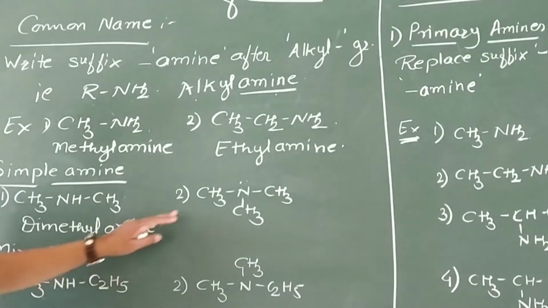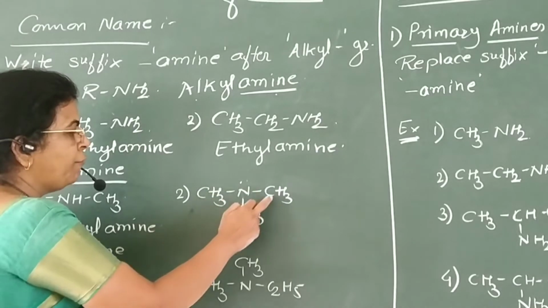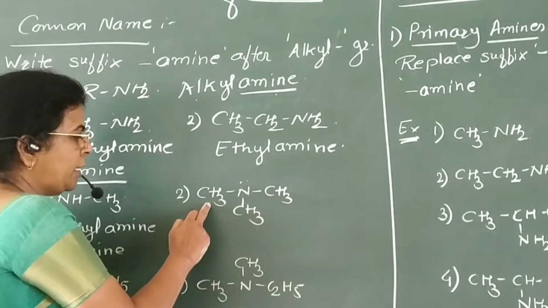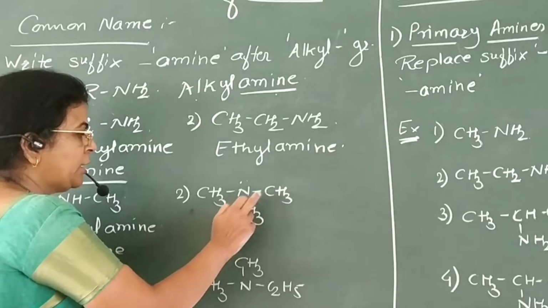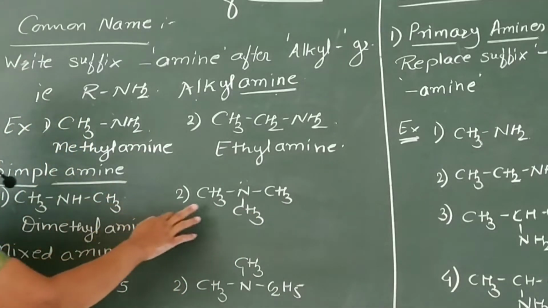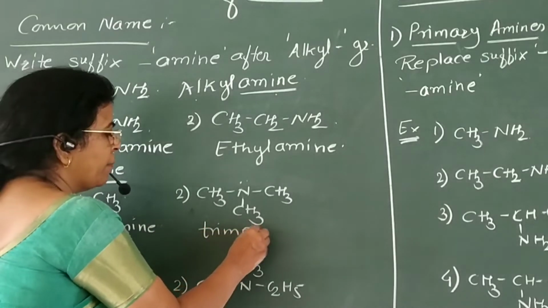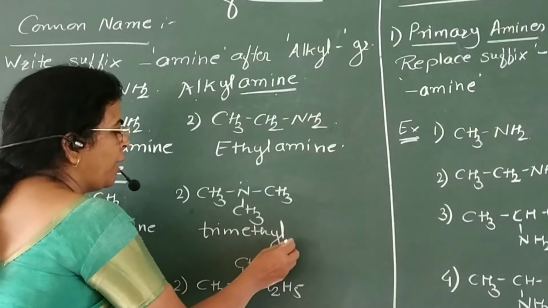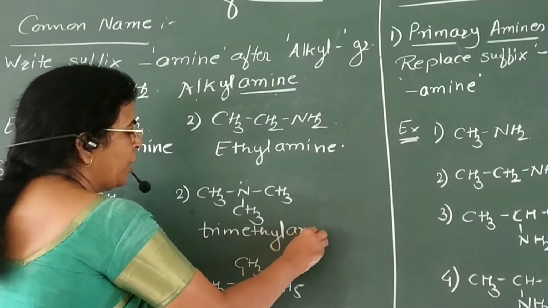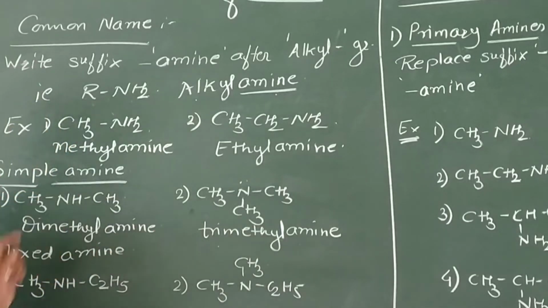Now in case of tertiary amine, this is tertiary amine because three hydrogen atoms from ammonia are replaced by three alkyl group which are totally similar. Therefore it is example of simple amine and name of this compound is trimethylamine. There are three methyl group attached to nitrogen atom. Therefore name is trimethylamine. These are the common names.